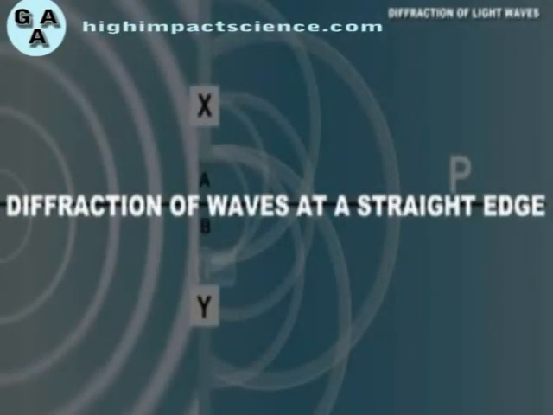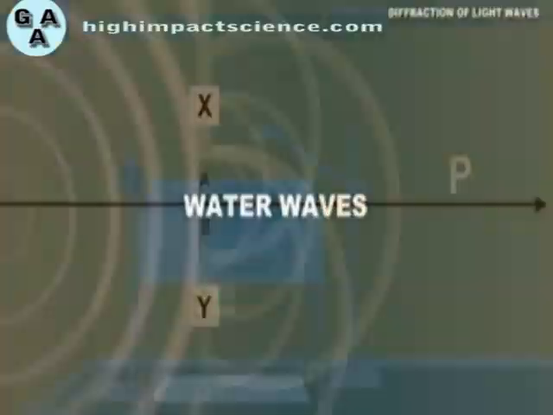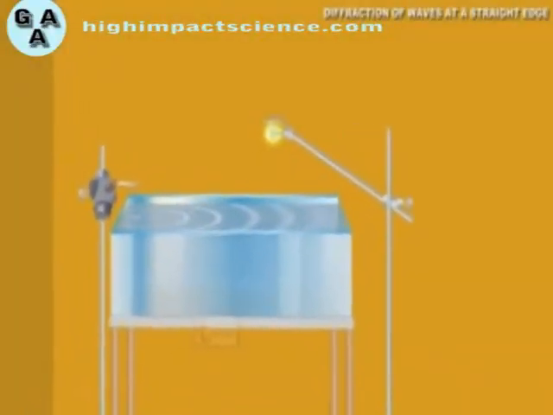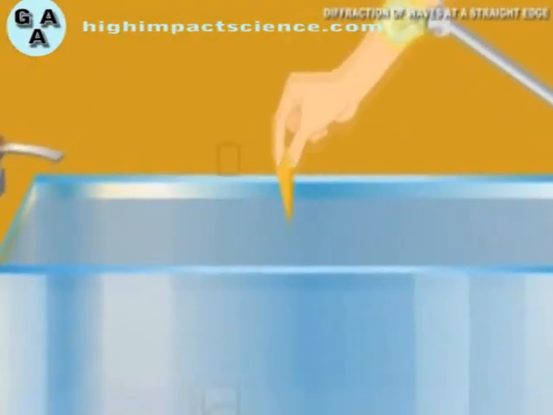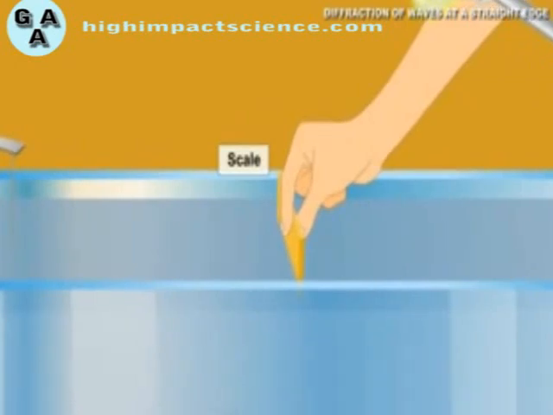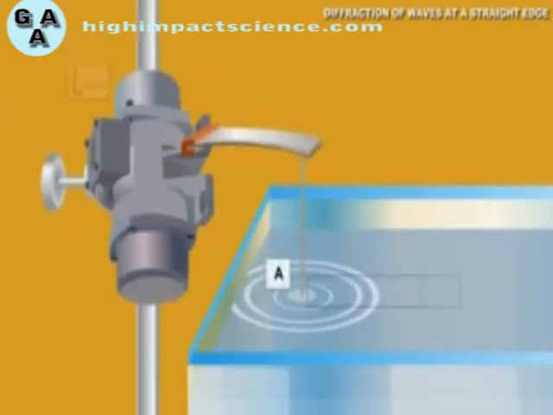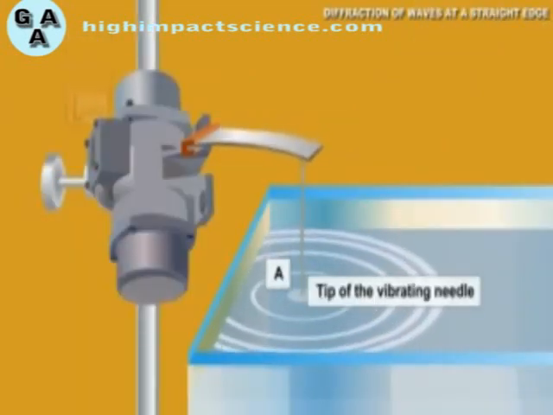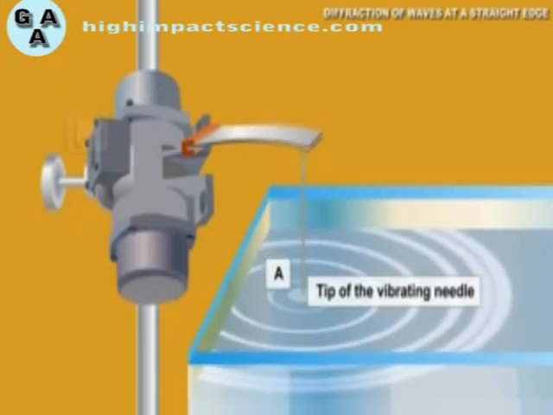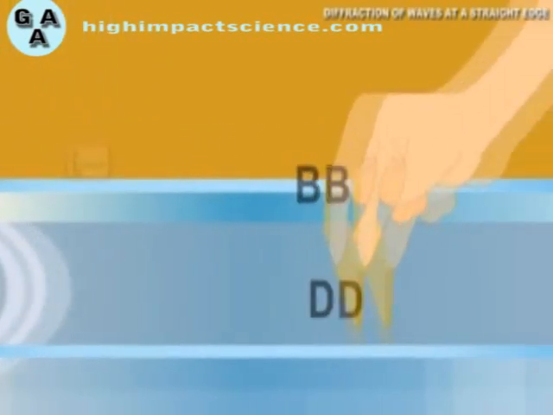Let's see the diffraction at a straight edge. We place a half scale in the ripple tank such that its length is in contact with the water surface, but the width is perpendicular to the surface. This type of an obstacle is called a straight edge. Here A, the tip of the vibrating needle, behaves as a source of circular waves, which spread out and travel towards scale BD.